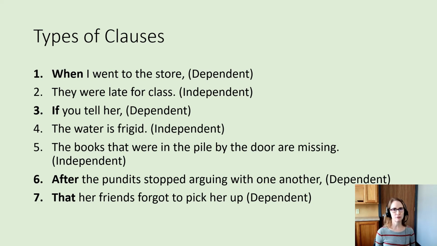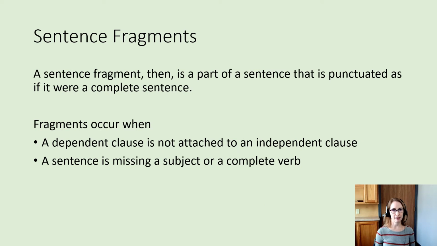Okay, so let's move on to our next thing, and we'll talk specifically about sentence fragments. A sentence fragment is a part of a sentence that's punctuated as if it were a complete sentence. Fragments tend to occur when a dependent clause is not attached to an independent clause. Remember, we just saw several of those on the previous slide. Or a fragment occurs when a sentence is missing a subject or a complete verb.